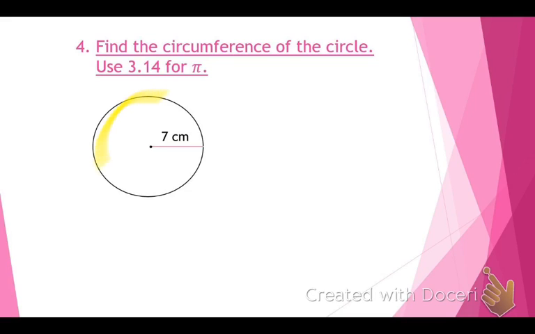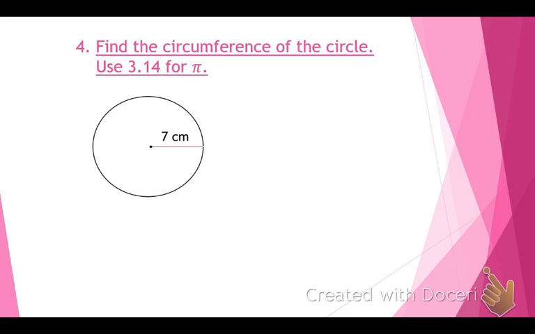Okay, so we're just trying to figure out what the distance is around that circle. Should I use a formula that starts with a C or with an A? C, because it asked me to find circumference. What's the formula I need to know for circumference? Is this right here my radius or my diameter? Radius, because it's only half. So what's the formula, guys?